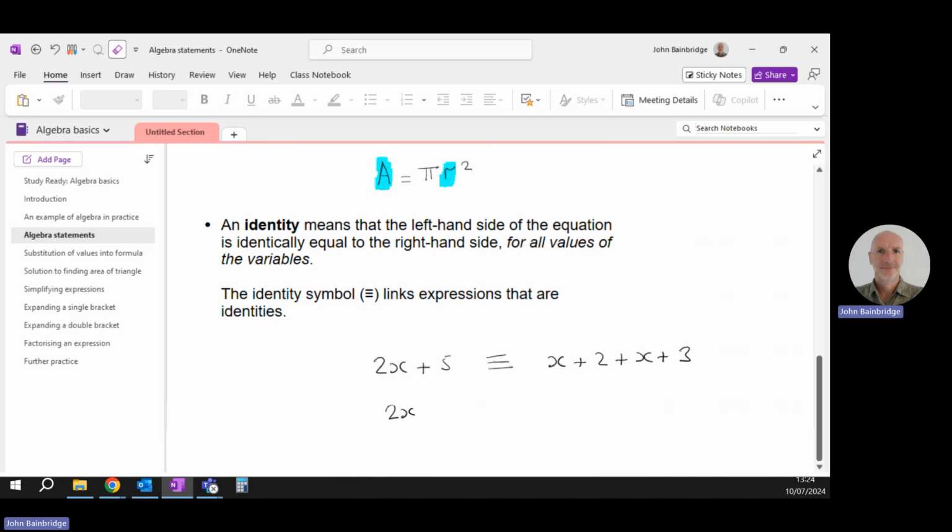I'll just give you one more example. Say I had 2x over 10. If I double the top and the bottom, this leaves the fraction the same. So I've doubled that and I've doubled that, so those two statements are the same.